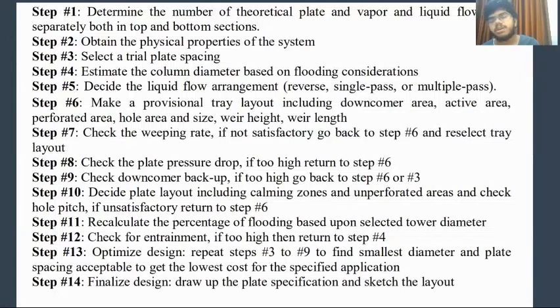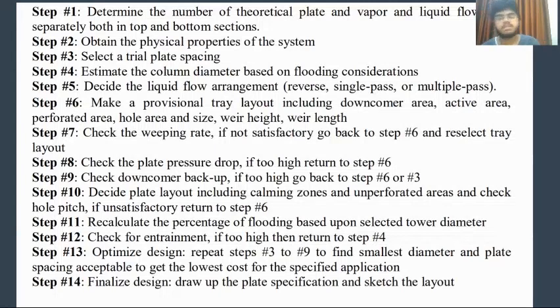Downcomer backup occurs when the hydraulic head required to flow liquid through the downcomer exceeds the height of the downcomer itself. This leads to an increase in the liquid flow rate, while tray pressure drop also increases when vapor rate is raised. When the backup liquid in the downcomer exceeds the tray spacing, liquid accumulates on the tray above. So if the downcomer backup is too high, we need to go back to step number 6. Now the next step is determining the calming zones and perforated areas and checking the hole pitch, and if it is unsatisfactory, go back to step 6.